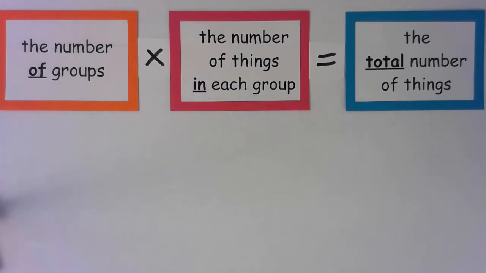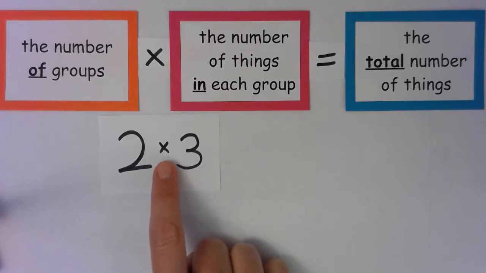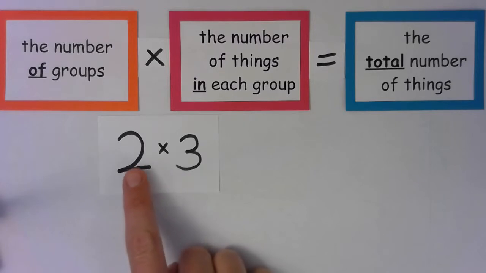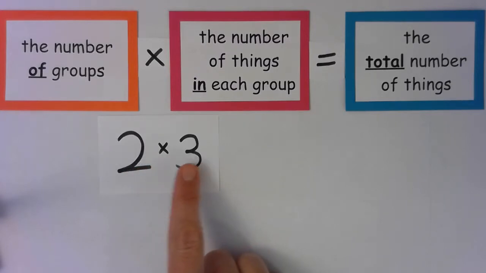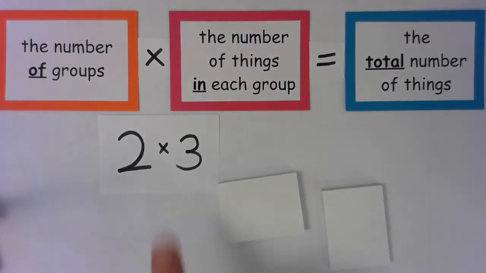So for example, let's look at 2 times 3. Remember, we can pronounce this instead of times as groups of. So this is asking us, what's 2 groups of 3? Well, 2 is the number of groups. So let me go ahead and get 2 groups right here. All right. 3 is the number of things in each group.